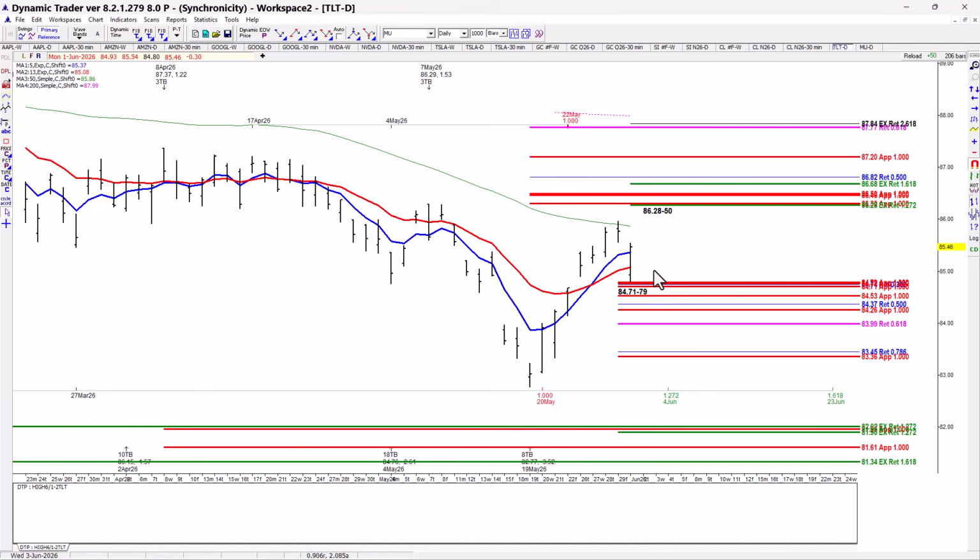Now we have mixed parameters as far as the averages, because the 513 is bullish. So this one's okay on the buy side as far as I'm concerned. And the potential target one is going to be 86.28 if you continue to hold about there. That's pretty much it.